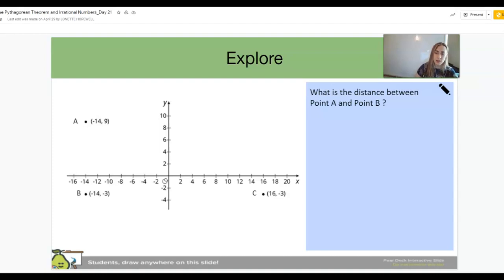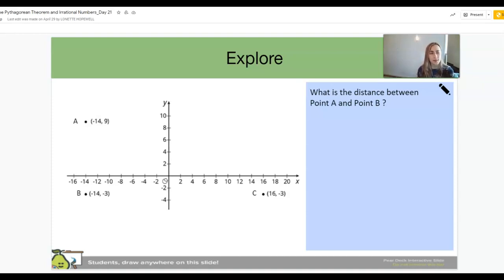And you're given 3 ordered pairs here, 3 coordinates. We have A, B, and C. And you are answering the question, what is the distance between point A and point B? And you can go back to that same website for the Desmos graphing calculator if you'd like to move the points around yourself.